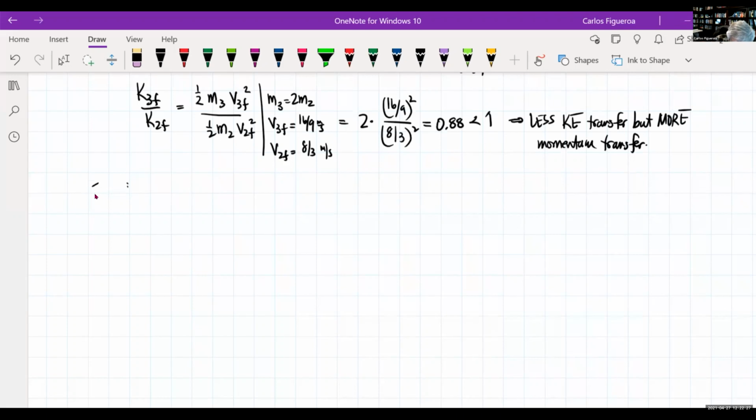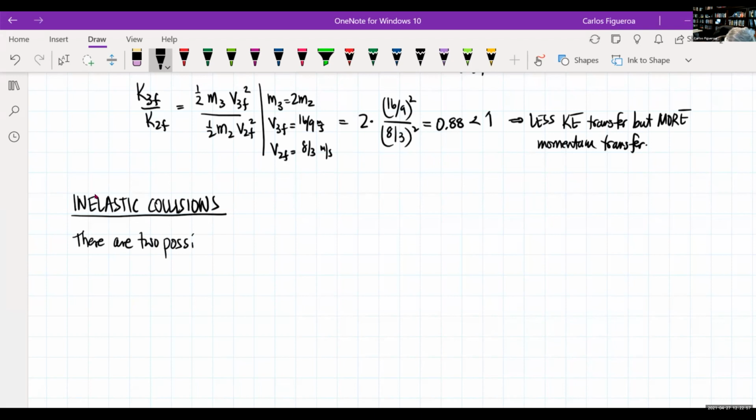And not case number 2, but the last thing that we're going to be looking at is inelastic collisions. And in this scenario, there are two things that happen. There's two possibilities here.